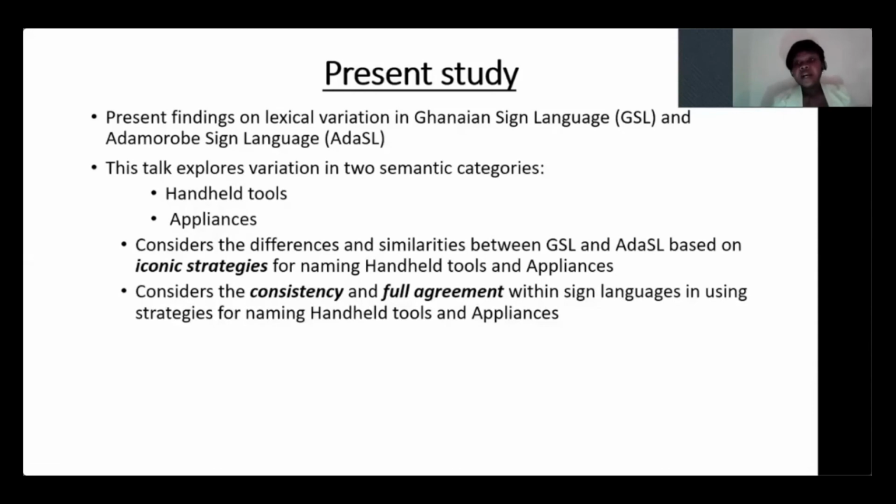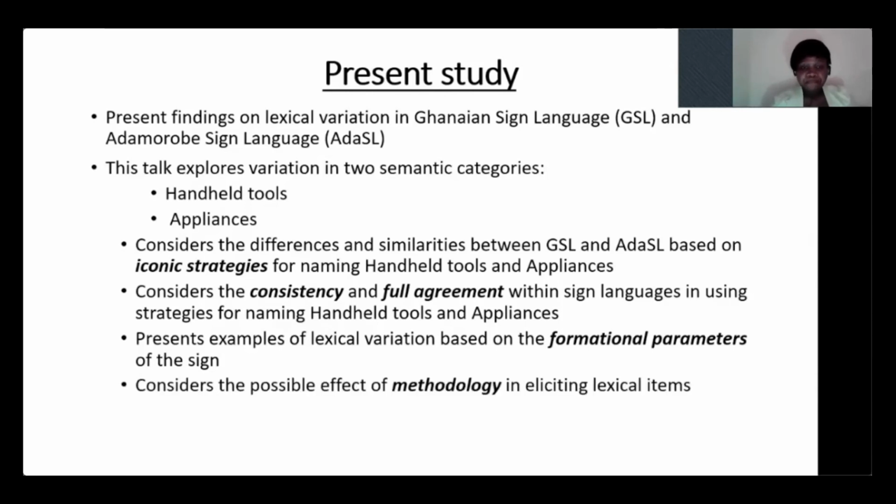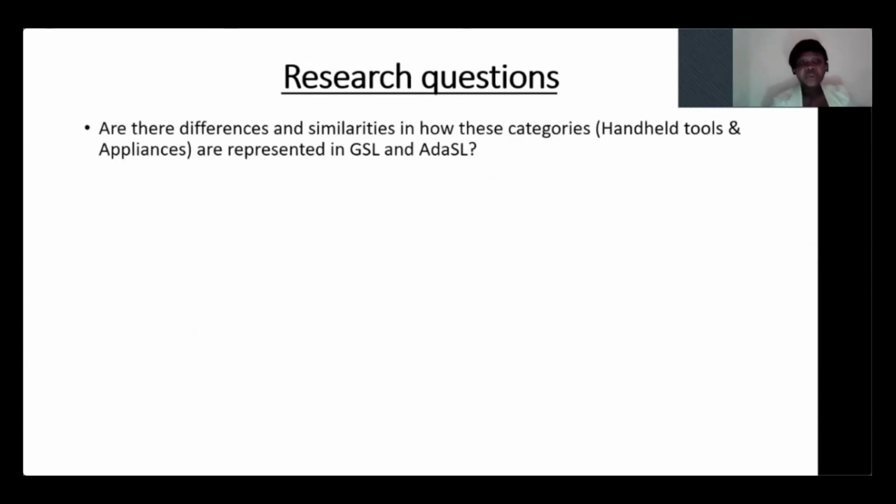I also consider consistency and full agreement within the 2 sign languages in using the strategies for naming handheld tools and appliances. And I also considered lexical variation based on the formational parameters of the sign, which will also be explained later. And I also look at the effects of the methodology in eliciting these lexical items. So the following are my research questions, and the presentation will try to answer these research questions. We will not follow according to how it is asked here though.